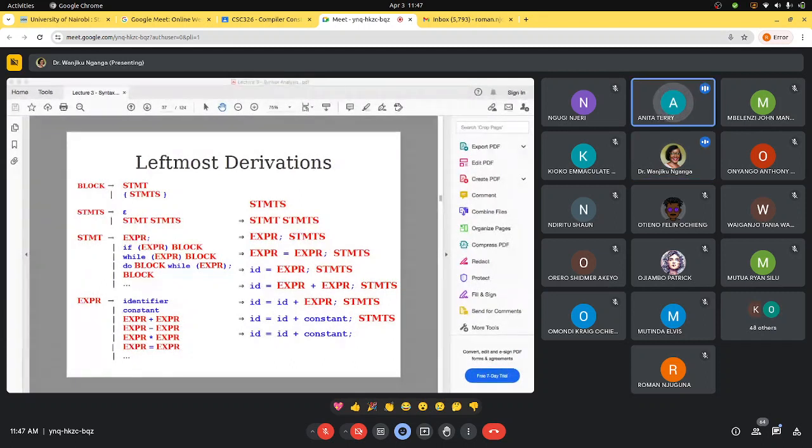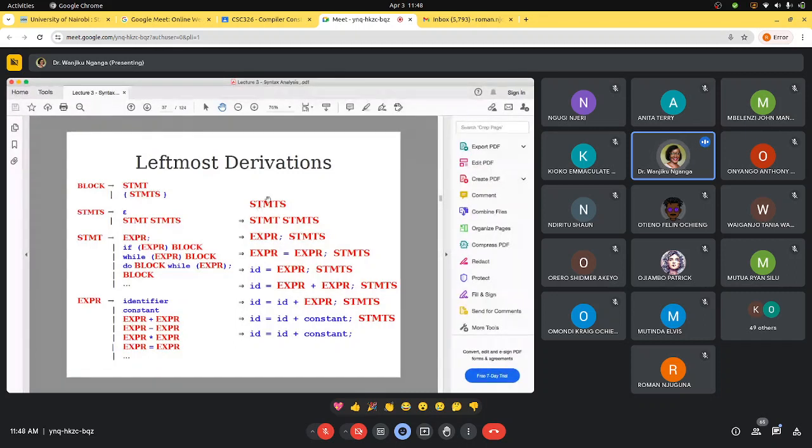The leftmost derivation has to do with expanding the non-terminal on the leftmost side of our expression. Yeah, correct. And rightmost would be the opposite. That every time we have to rewrite a non-terminal, we choose the rightmost. That gives us a rightmost derivation. If we choose the leftmost, that gives us a leftmost derivation. Thank you, Anita.